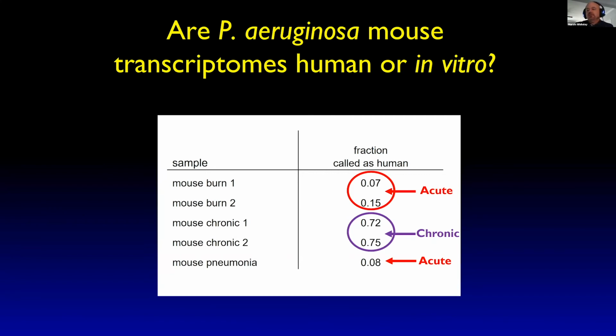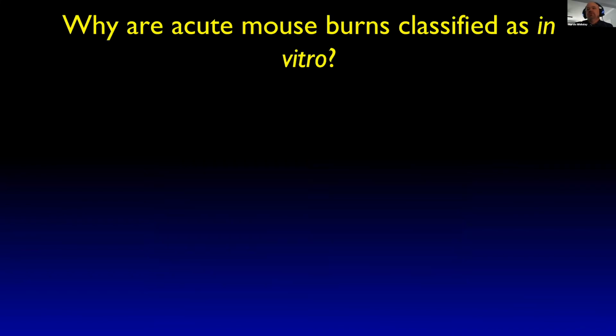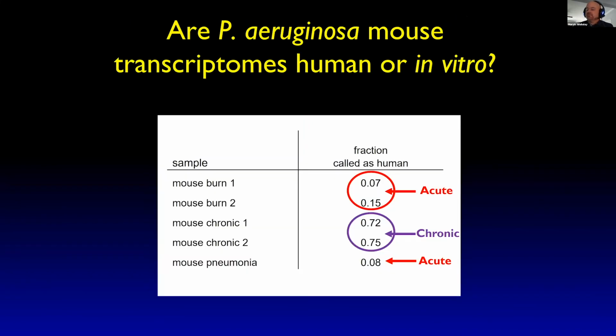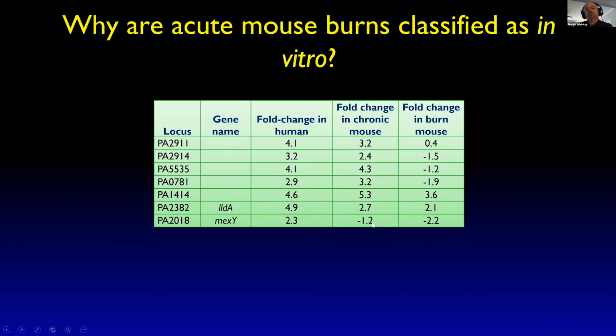Well, you can dig in a little bit into the genes and start asking, for example, why is this mouse burn model doing so poorly and the chronic doing better? And the way you do this is looking at the genes. Here are just a few genes, the top set of genes that we're looking at. These are part of the 30 that allow you to tell in vitro from human. Here's their fold change in humans. Here's their fold change if you compare their expression in the mouse versus in vitro.